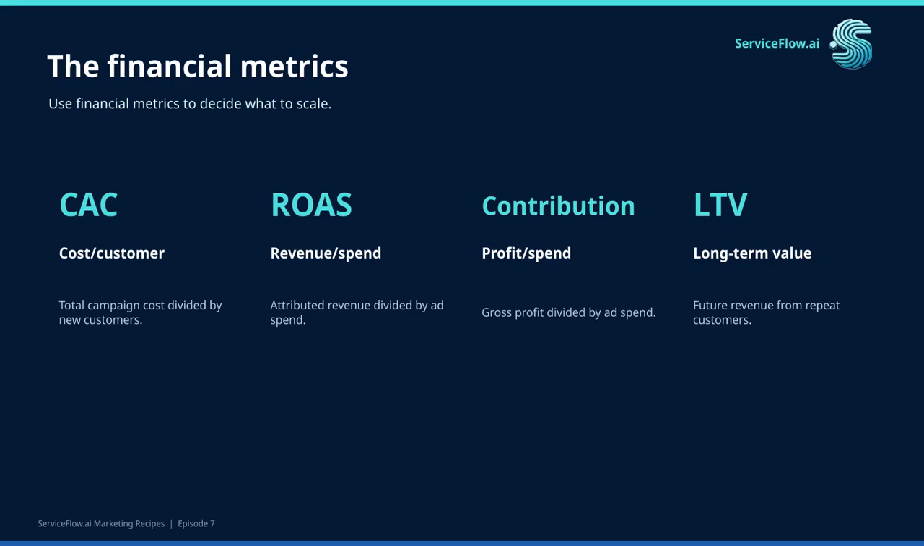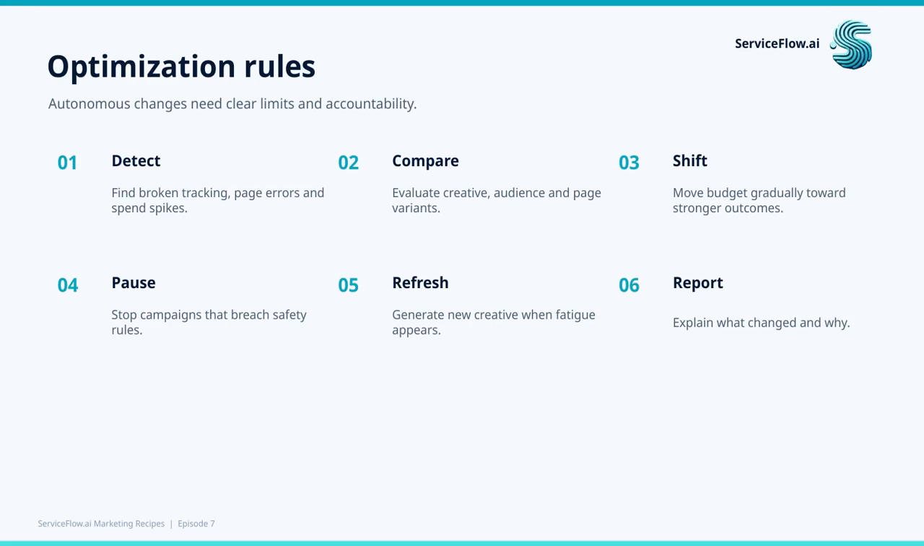The second recipe is financial measurement. Cost per lead is useful, but it is not enough. A business should measure customer acquisition cost, return on ad spend, contribution margin, and lifetime value. The most important metric is not the cheapest lead. It is the most profitable customer outcome after advertising cost, labor, fulfillment, refunds, and repeat business are considered.